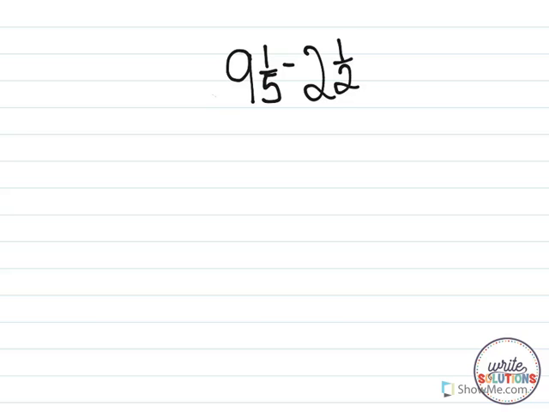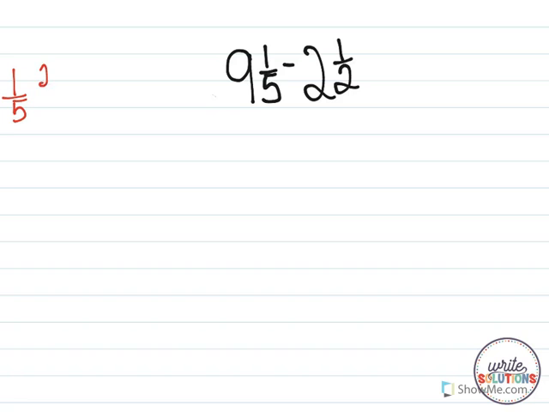The first thing I need to do to subtract these mixed numbers is look at my denominators and make sure I have common denominators. I do not. So I'm going to go ahead and do that work to start. I'm going to think about multiples to make lists of equivalent fractions and see what I can find for common denominators.